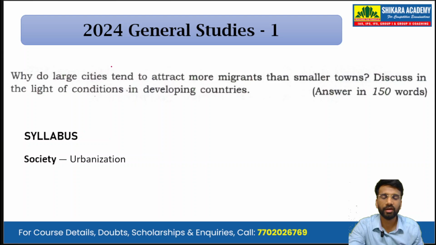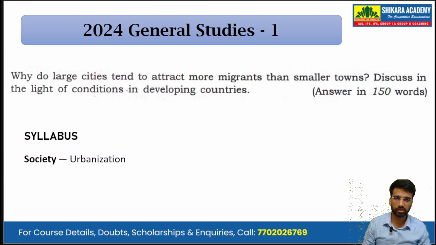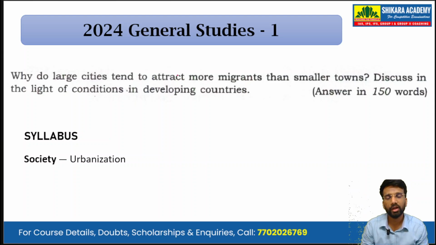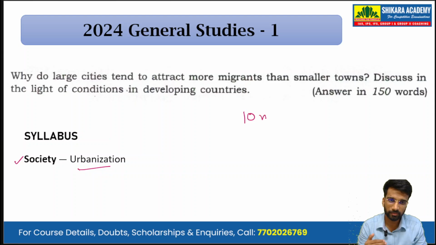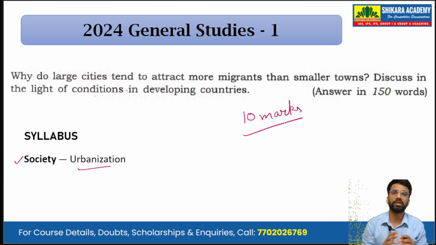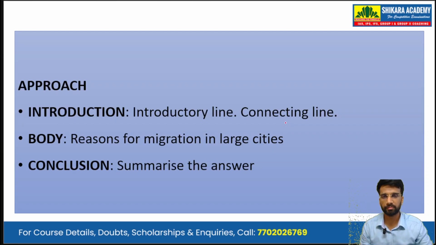Let's begin. This particular question was asked in UPSC 2024 Mains in the General Studies 1 paper. Why do large cities tend to attract more migrants than smaller towns? Discuss in the light of conditions in developing countries. So we just have to tell the reasons why large cities attract more migrants as compared to smaller towns. Matching it with the syllabus, this comes from the society part of the syllabus, from the topic urbanization, and it is a 10 marker question which we need to answer in 150 words.